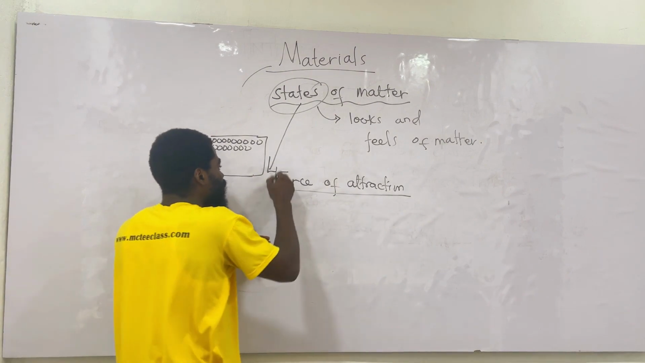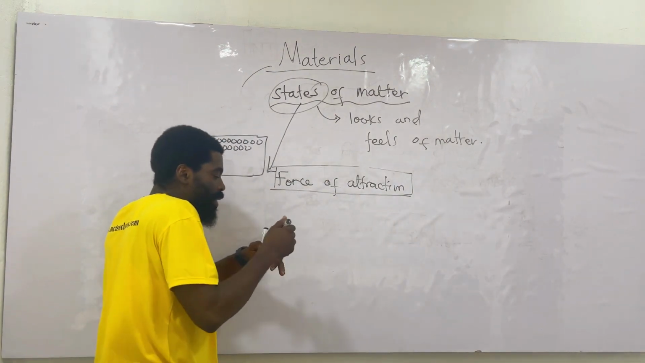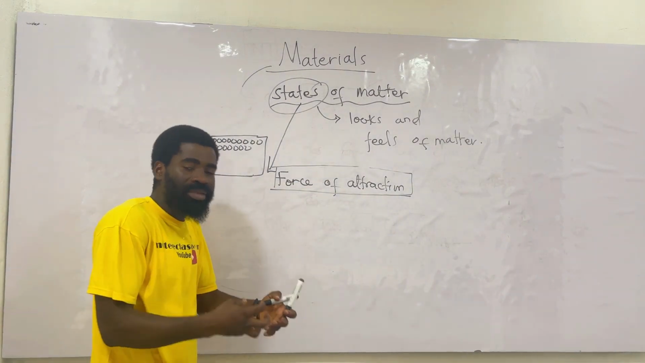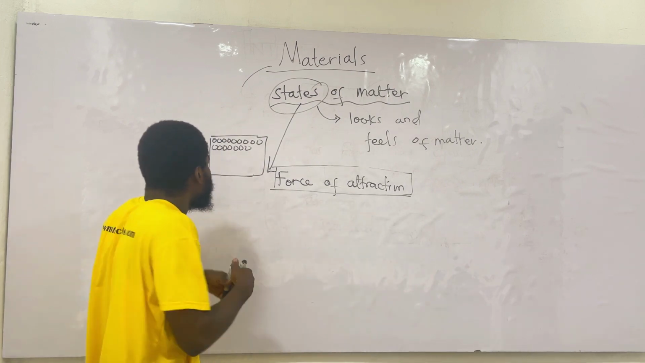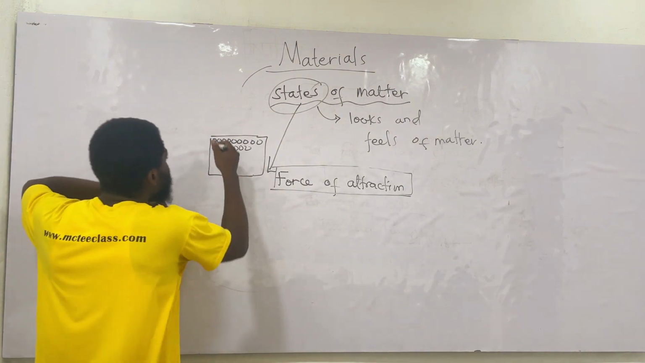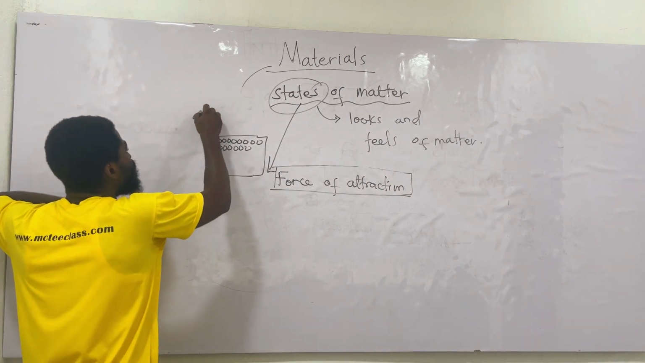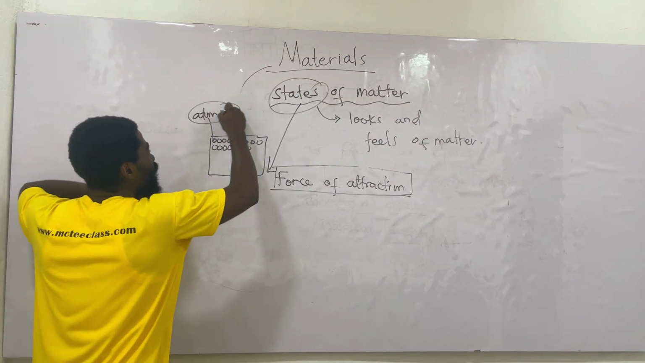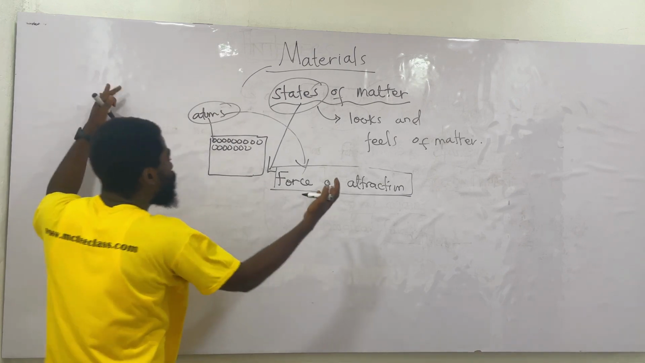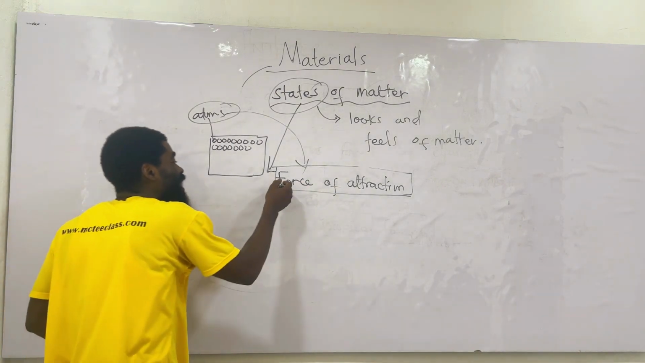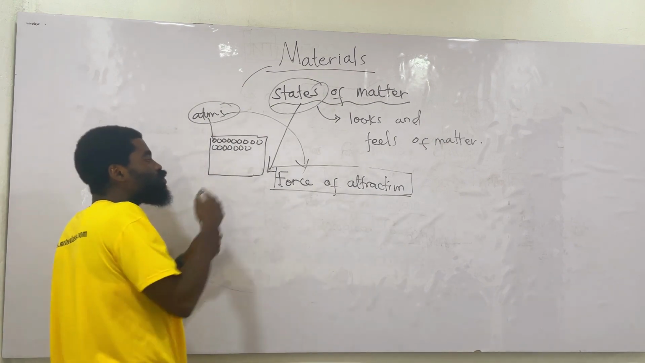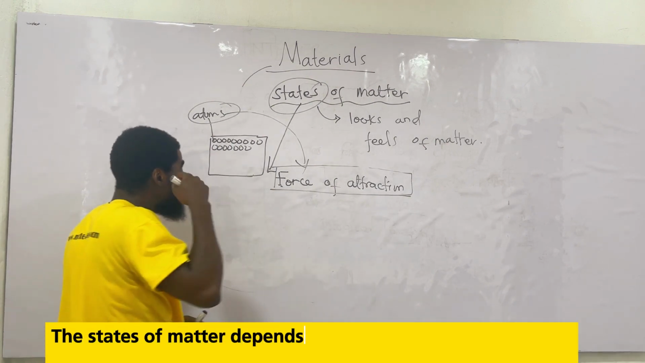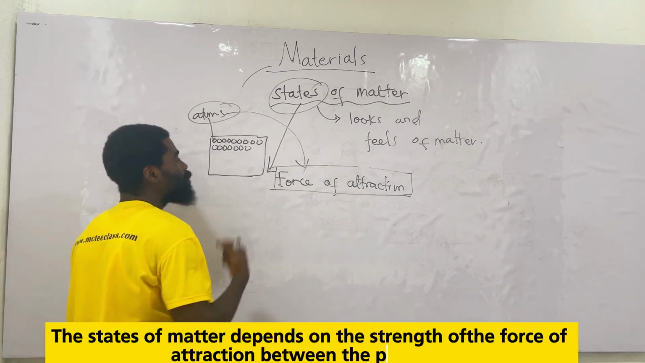So force of attraction basically will pull the atoms, the molecules, and the ions together. You get the point I'm making here? If these things represent the atoms, then this force of attraction must pull them together. How strong the force of attraction is, I'm repeating again, determines the state of matter.